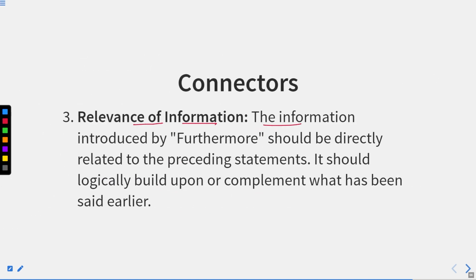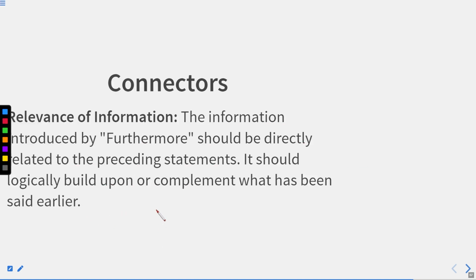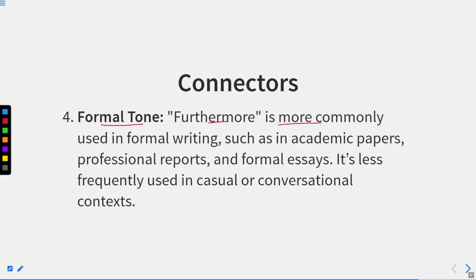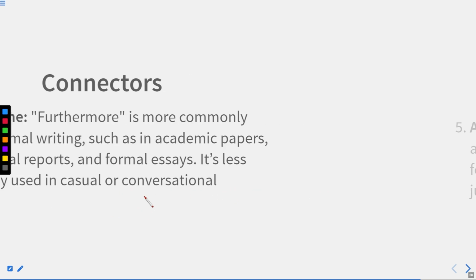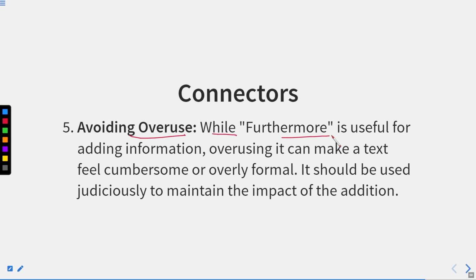Relevance of information. The information introduced by furthermore should be directly related to the preceding statements. It should logically build upon or complement what has been said earlier. Formal tone: furthermore is more commonly used in formal writing, such as in academic papers, professional reports, and formal essays. It is less frequently used in casual or conversational contexts. Avoiding overuse. While furthermore is useful for adding information, overusing it can make a text feel cumbersome or overly formal. It should be used judiciously to maintain the impact of the addition.